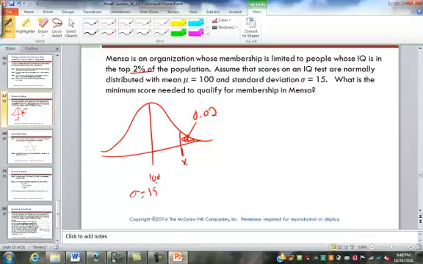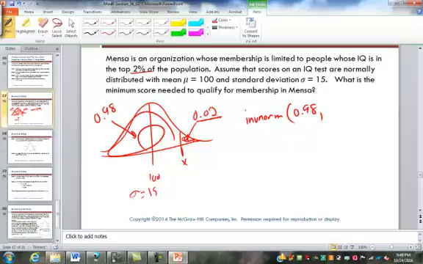Now what we could do is find the z-score using the table and convert that z-score into an x value. We're not going to do that. We're just going to use the inverse normal command on the calculator. What probability are we going to put in there? Well, we need the probability that's on this side of the curve. If this is 0.02, this probability would be 0.98 because the whole thing adds up to 1.